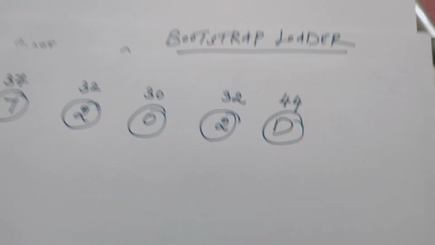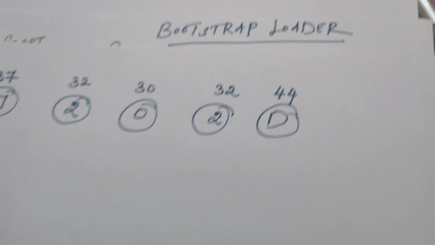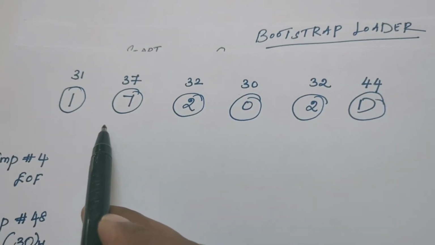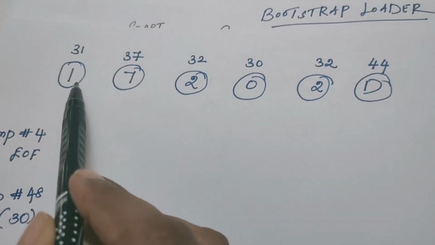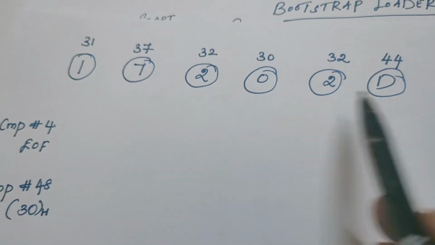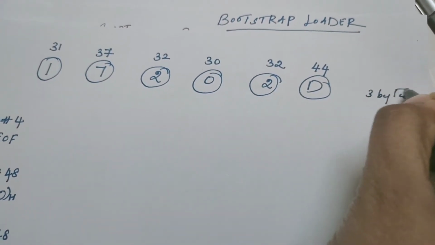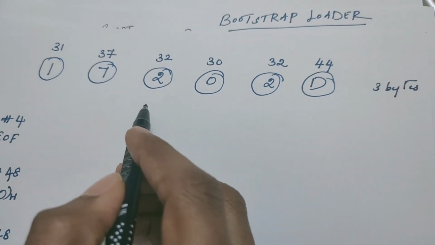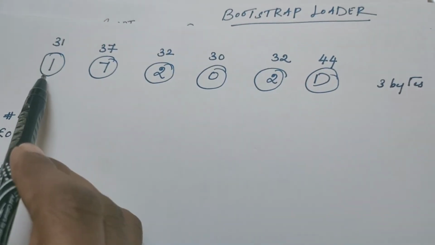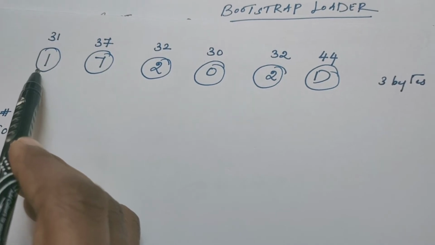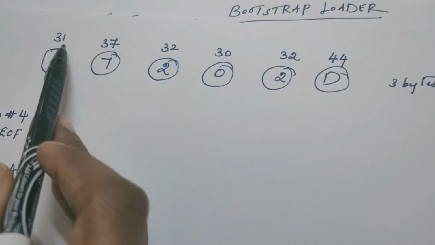Let's see the example for the Bootstrap loader. Here I have taken one object code. Each digit in the object code is half byte, so the length of this entire object code is 3 bytes. But already we discussed the problem while loading. While loading, every digit of this object code is read as a character by the loader.